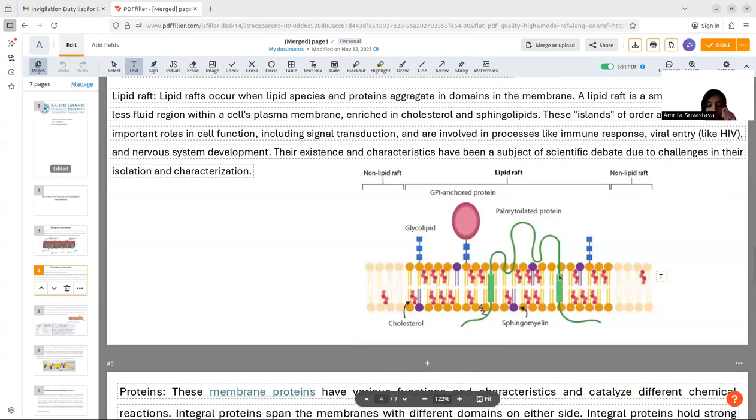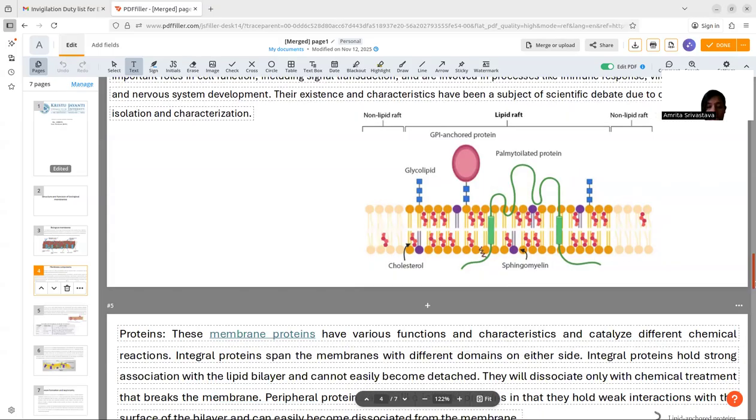And if we see here, certain regions are there where a lot of other components are present, like lipid components, sugar components, protein components. Hence, these are called rafts. And there are also non-lipid raft regions where these components are not so concentrated.